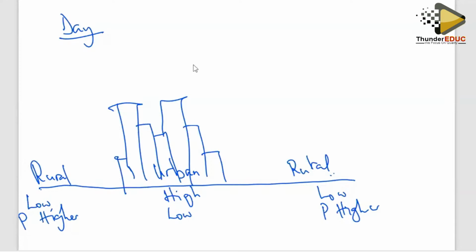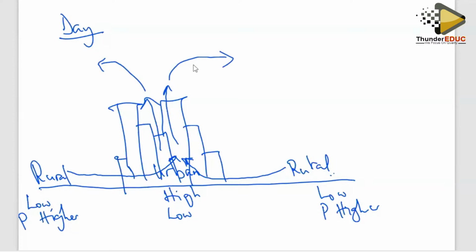Because of that, that results in the feeding in of air into the urban area. Air feeds from the rural area into the urban area, and also from the rural dimension on the other side into the urban area. These two air masses are going to converge, and as they converge, they're going to uplift over the urban area. As they uplift, they're going to diverge in the upper atmosphere.